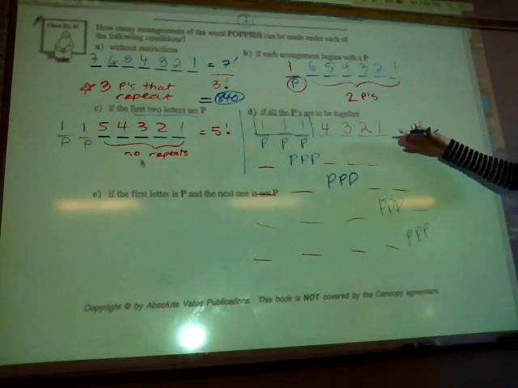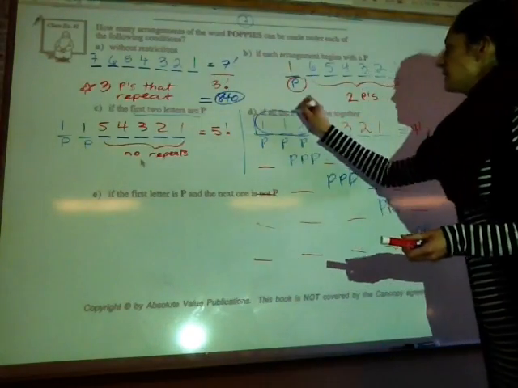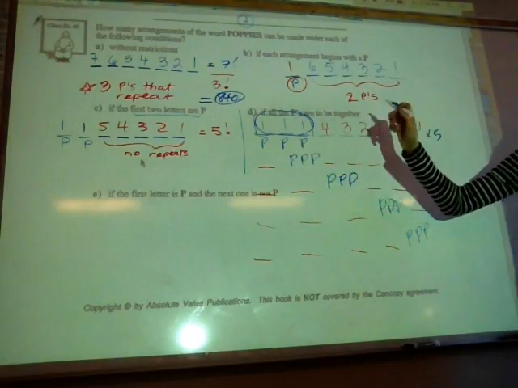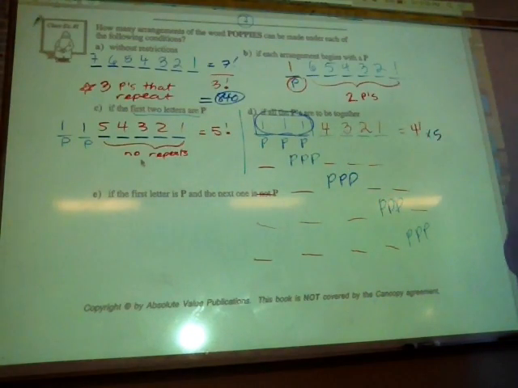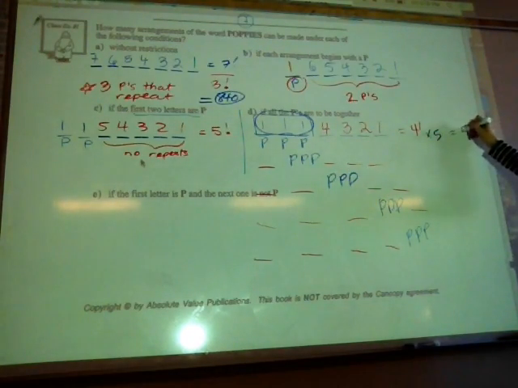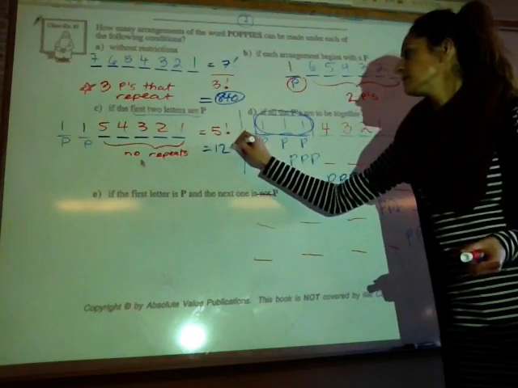Okay, so rather than having to draw out all these scenarios, what you could realize is that this can go into 5 different spaces. And how do you know that? 1, 2, 3, 4, 5. Okay, so this is actually equal to 5 factorial, which is equal to 120. I'm sorry, I should have put 120 here as well.